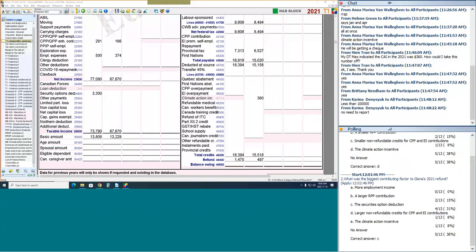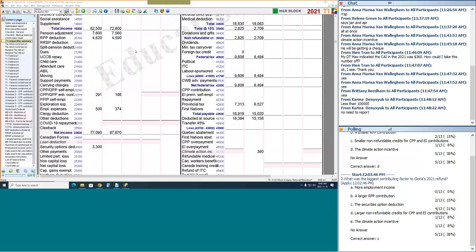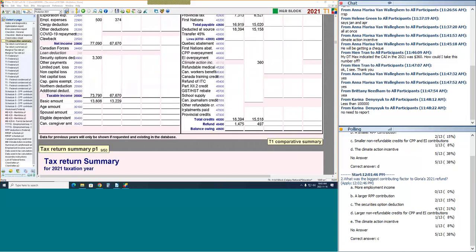Okay, how did we do? Pretty good on this one. I'm actually impressed. So if you said it was because of the registered pension plan contribution, you're not wrong. That did increase, and we would expect it to increase the refund. However, her income also increased, so she needed a bigger deduction, and it did increase by a lot. So you're not wrong that it created a benefit to her. It is good that she had it, but that's not the main reason why there's such a big difference between these two numbers.